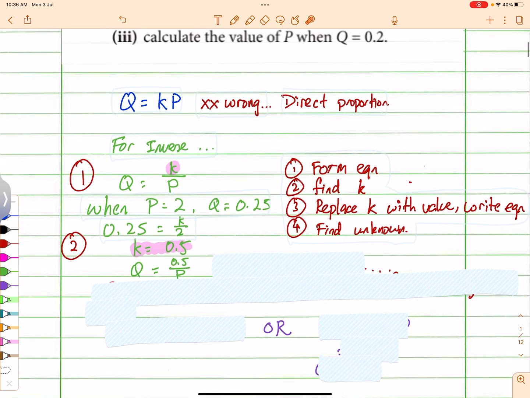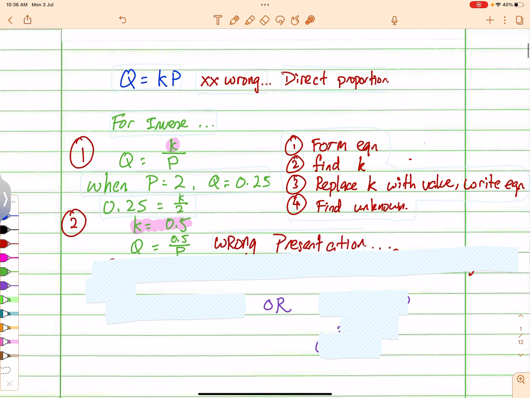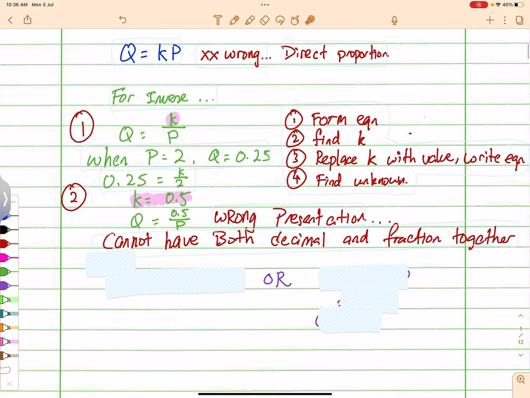So the majority of you actually got this, but this is wrong. Not exactly wrong, but it's a wrong representation. Why so? Because you cannot put both the decimal. You see there's a decimal here, and then there is also a fraction, right? So you cannot put it together. So how do you present?